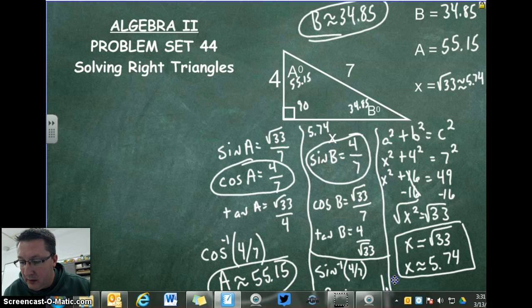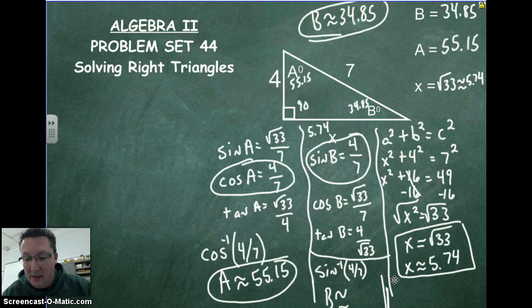Hopefully this made a little sense. Sorry about the little menu bar popping up there. But so finding right triangles, we're going to have to use Pythagorean theorem, and we're going to have to use our trig ratios. Try to set up all the different ratios, but find the one that looks the easiest to deal with and to simplify. That's all I got today.